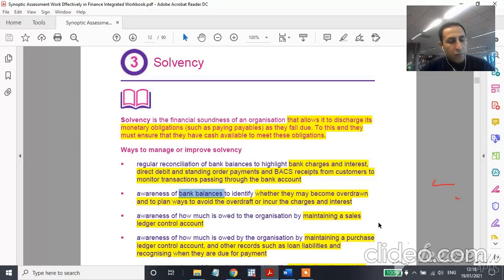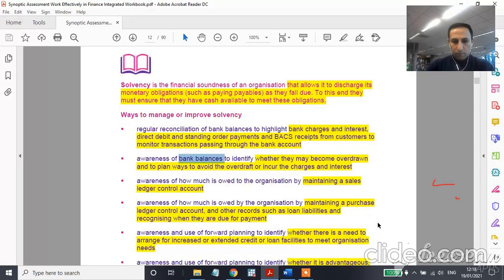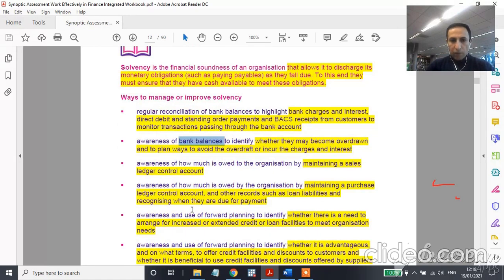However, if your current liability is greater than your current asset, it means you are in big trouble. Okay, so you are in the situation of going into administration. However, there are other ways of improving your solvency.